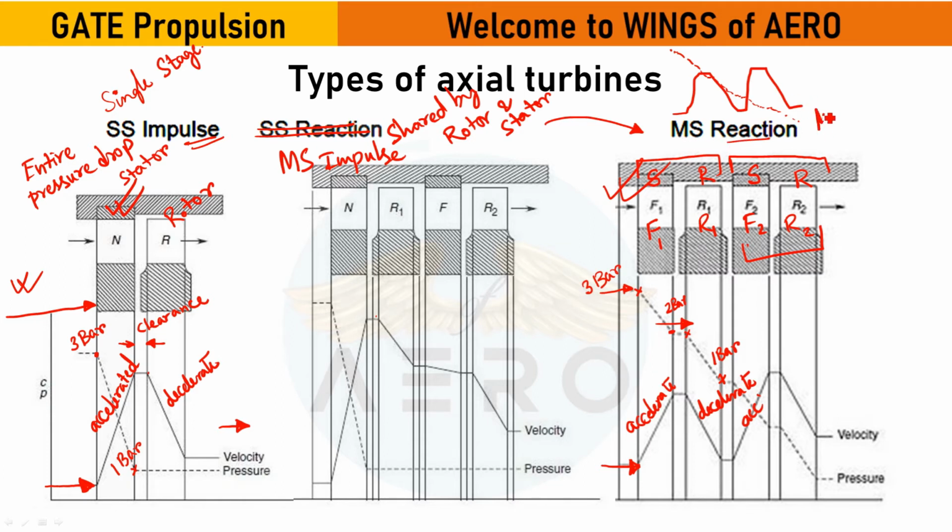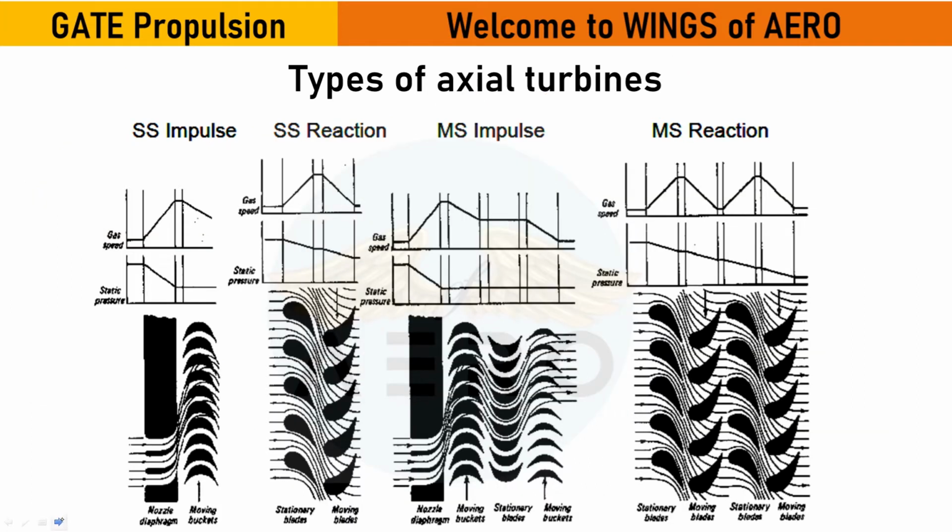MS means multi-stage, and SS represents single stage. Okay, so this is again a complete diagram. You can see that in single stage impulse, single stage reaction, multi-stage impulse and multi-stage reaction.